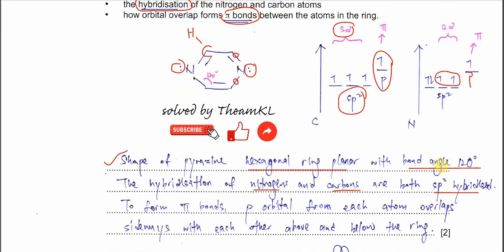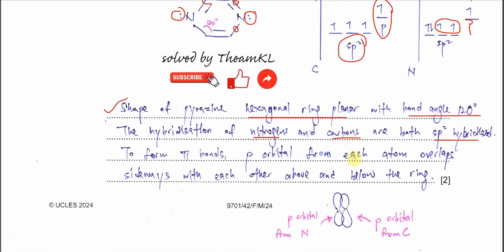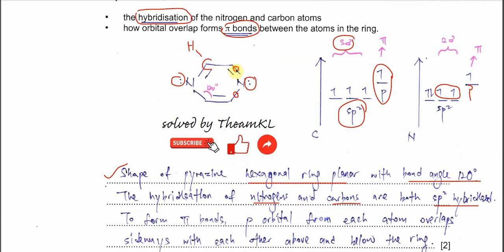I hope you understand about this hybridization. And the last one, how the pi bonds form. The pi bond is actually formed between the nitrogen and the carbon. As you can see, carbon and nitrogen.